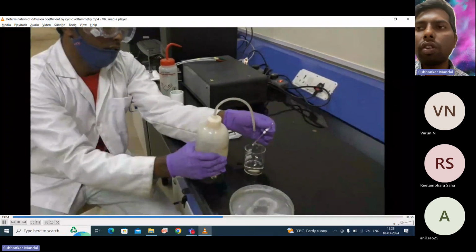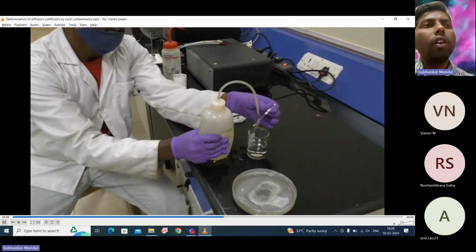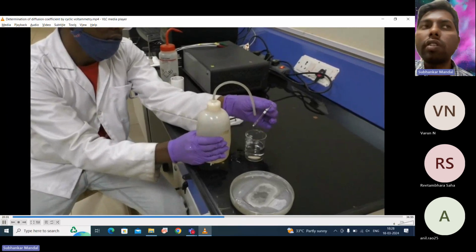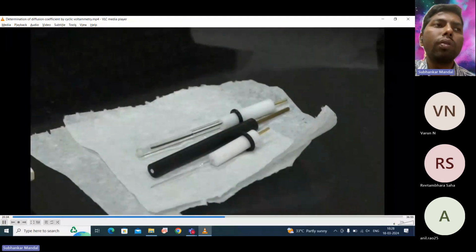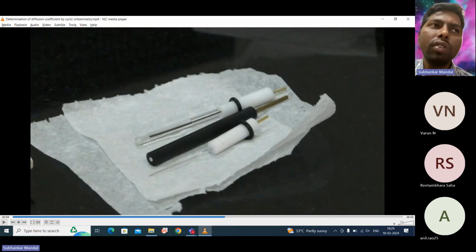So you have to rinse. And this silver chloride electrode should be stored in 1 molar KCl solution or saturated KCl solution, so that the frit cannot dry. If it dries, the silver chloride will deposit in the frit and seal its porosity, so you will not be able to measure the appropriate potential.